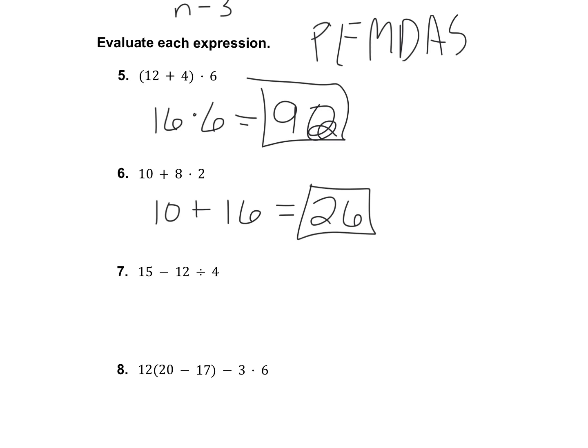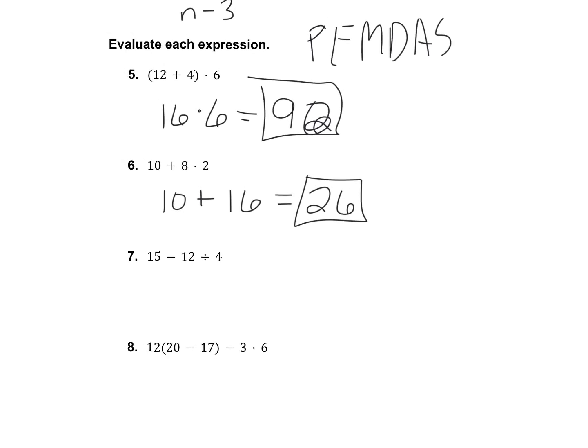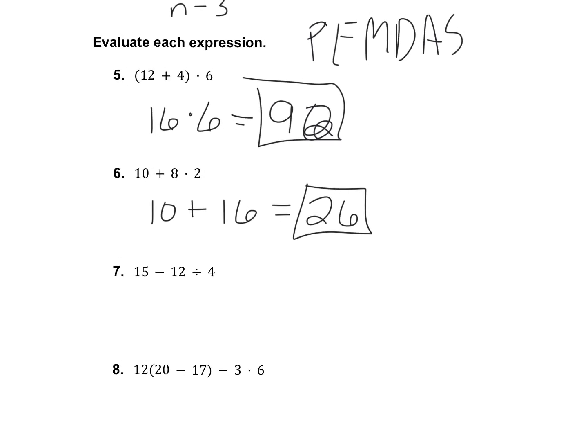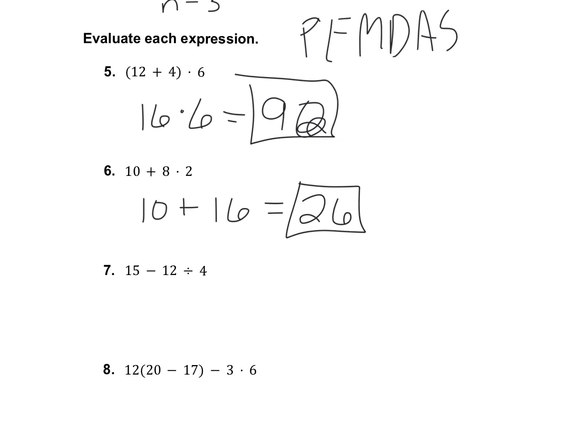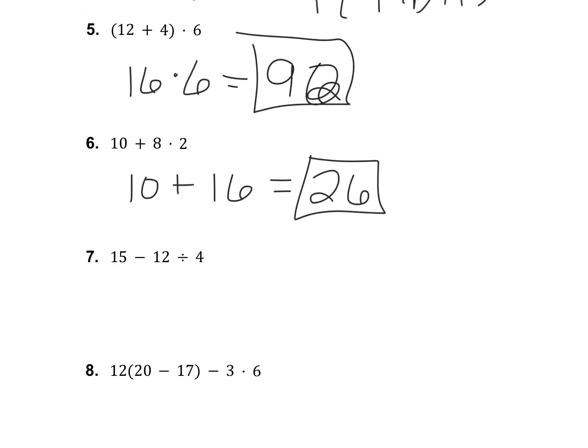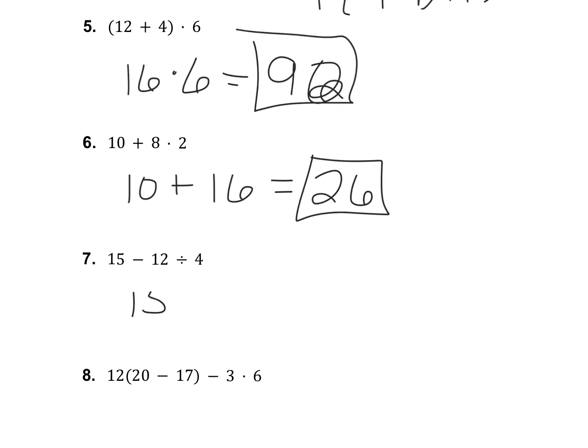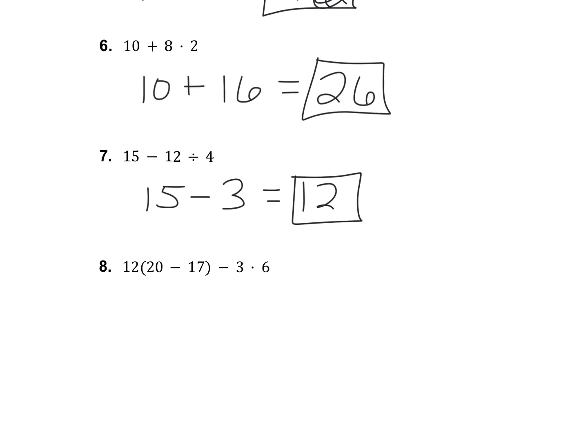Number 17, what's the first thing you ask yourself? Parentheses. Is there parentheses? No. What's the next thing? Exponents. Is there an exponent? No. Multiplication? No. Division? Yes. You have 15 minus, what's 12 divided by 4? 3. Then what is 15 minus 3? 12.